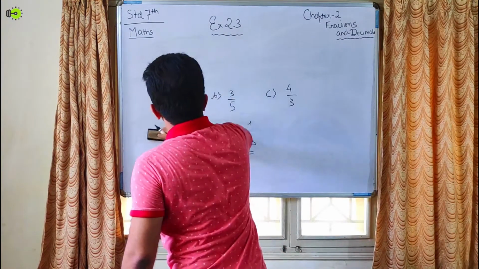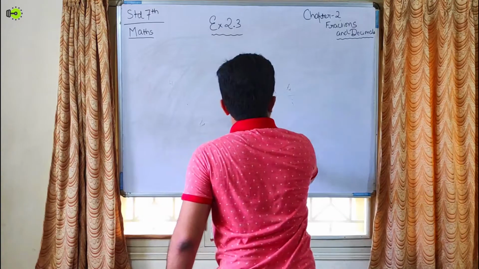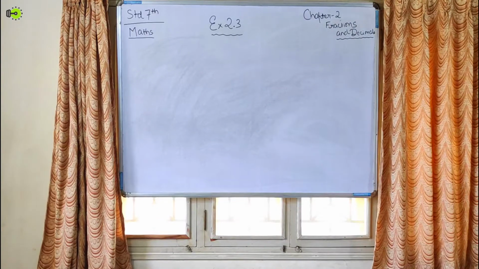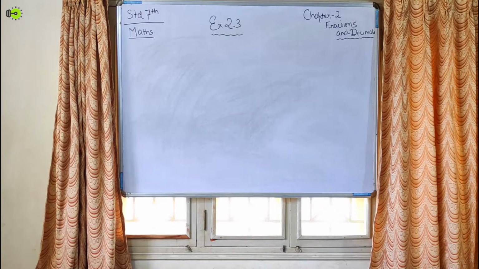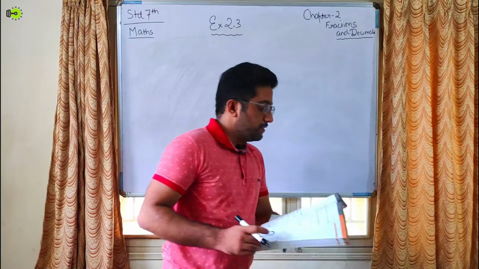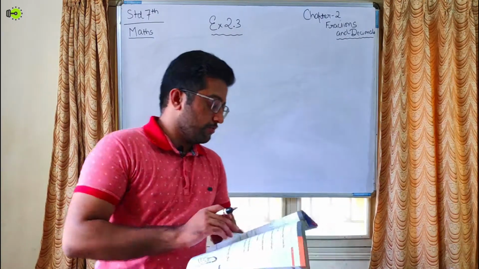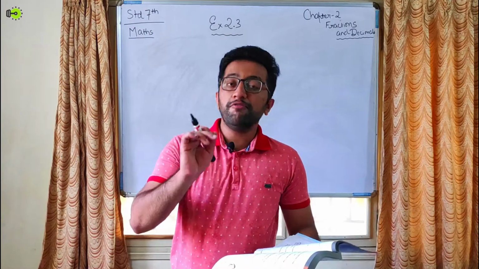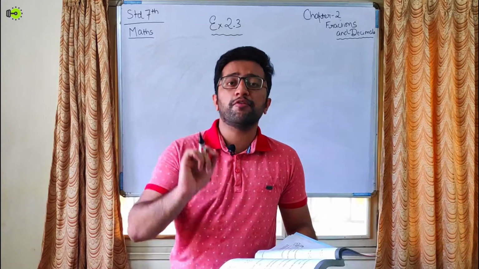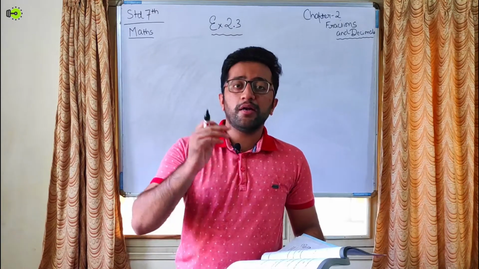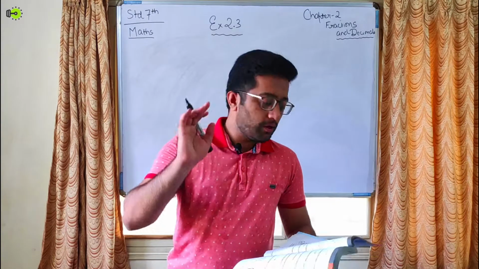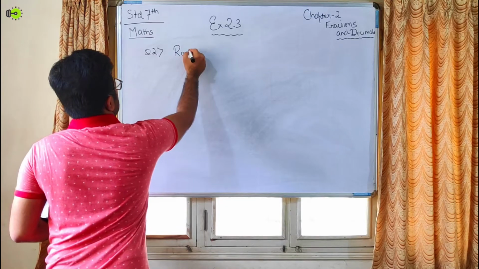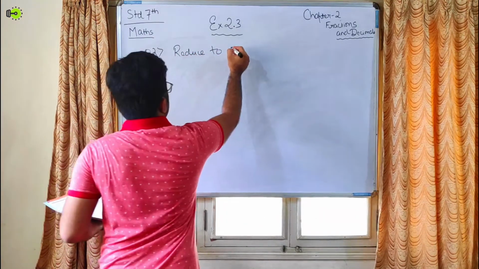Now moving towards question number 2. Multiply and reduce to the lowest form if possible. So we need to multiply the given sums and reduce them to simpler terms if there are possibilities of cutting out. If any factors are there and they can be cut out, we need to cut them out. So question number 2, reduce to simple forms.